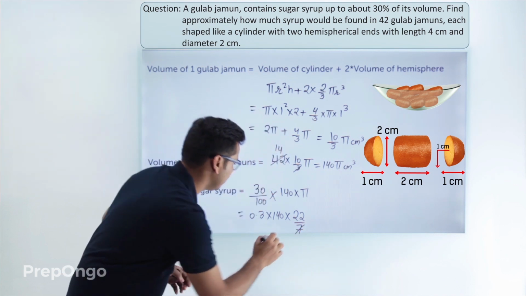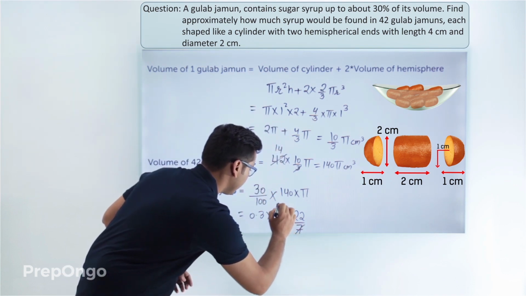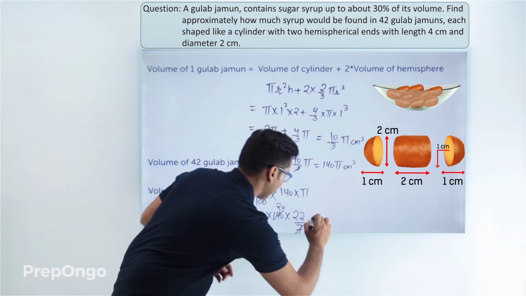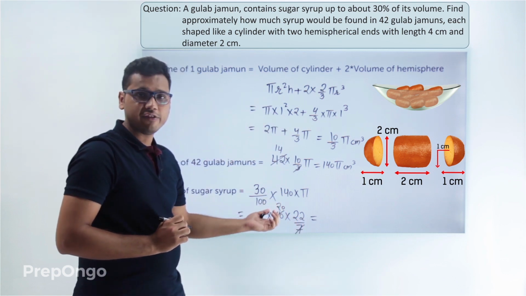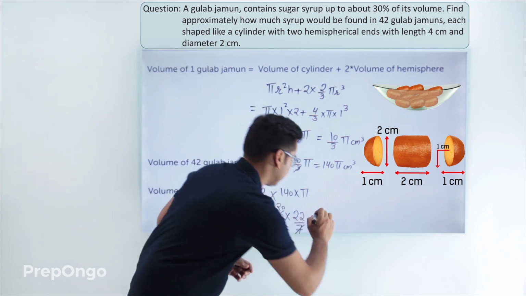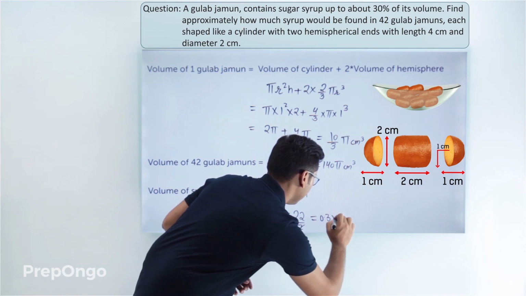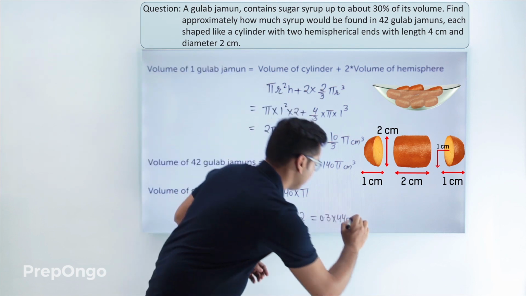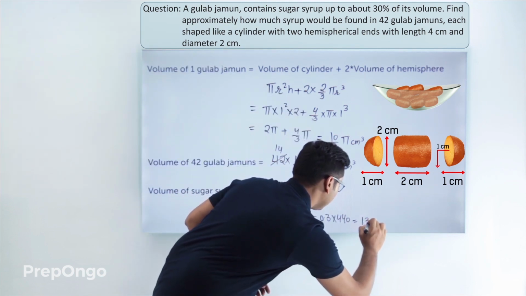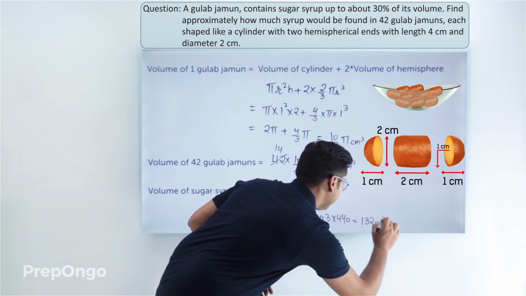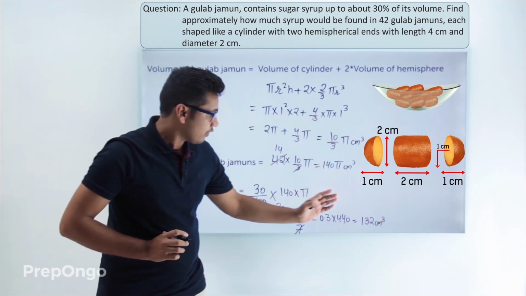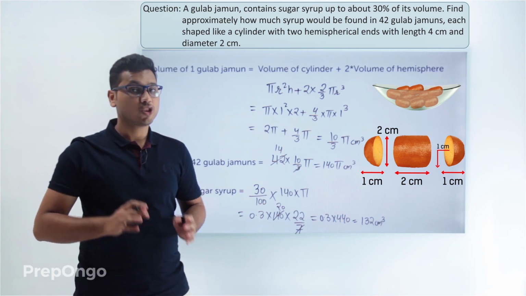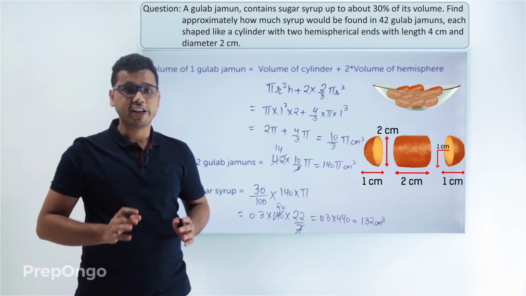So solve this. 7 will go 20 times into 140. And now if we solve this, 22 into 20 will be 440 into 0.3. So this will be 0.3 into 440. And if we calculate it further, we'll get 132 centimeter cube. So 132 centimeter cube of sugar syrup will be contained in all the 42 gulab jamuns.